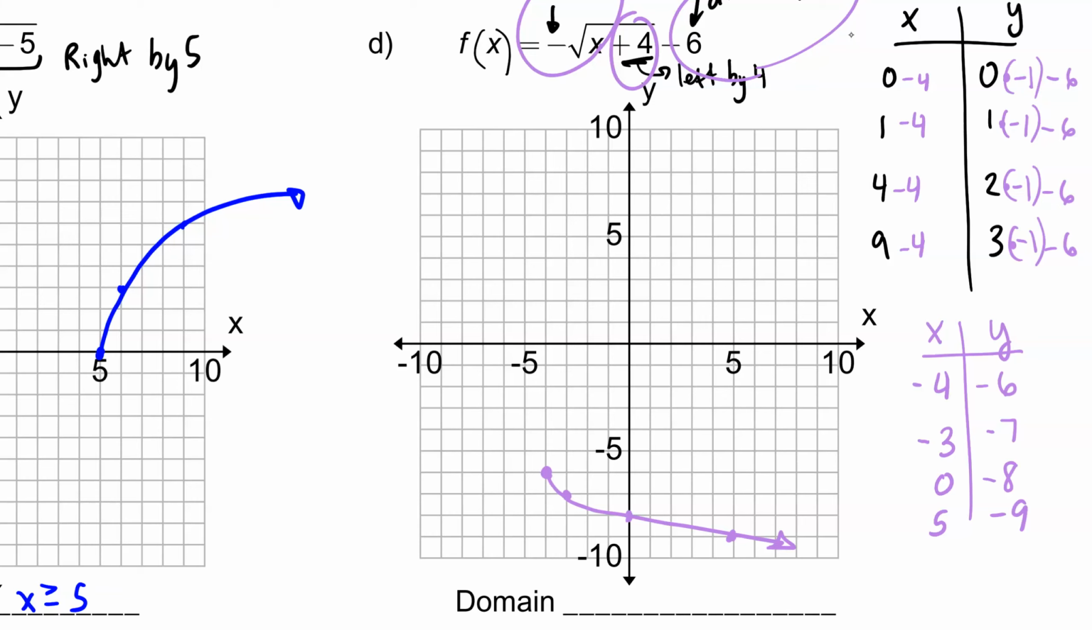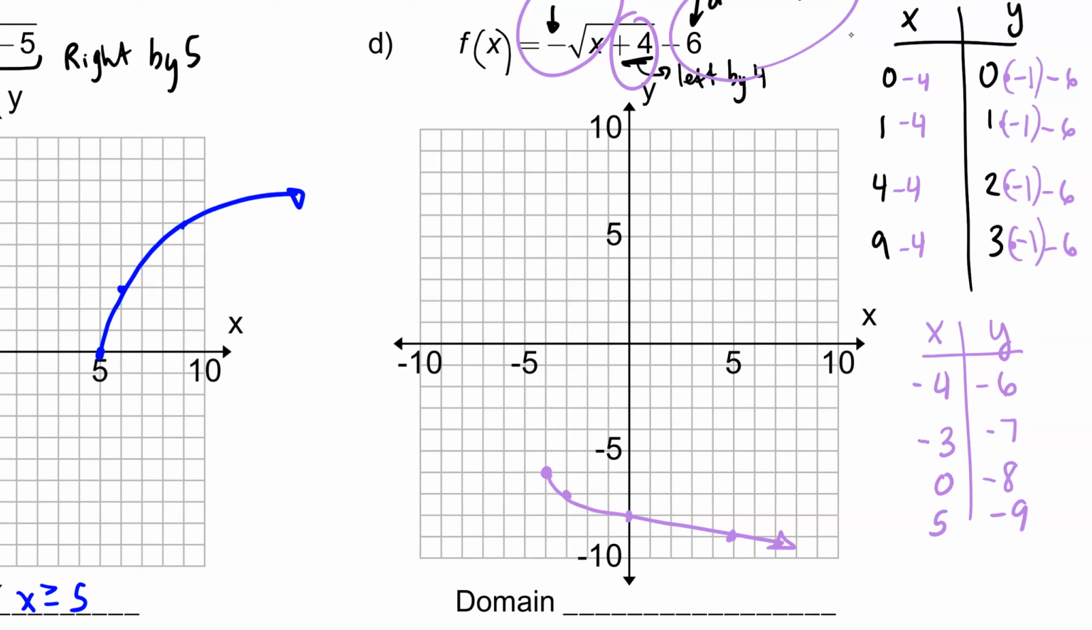Yes, that's why I put these parentheses around to show it's multiplied versus subtracting. Okay, so let's see if this matches what we think. So we have our absolute value. We start with the absolute value, shift left by 4, and then we flip it, and we go down by 6. So that's the order of how we would transform it.